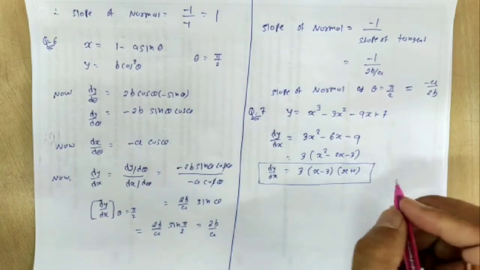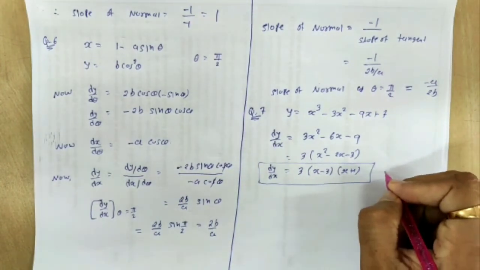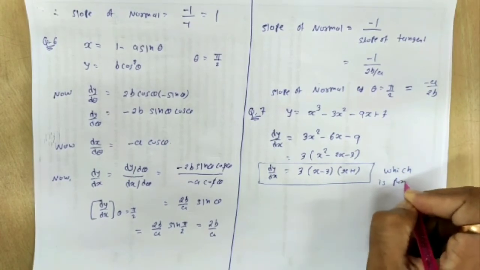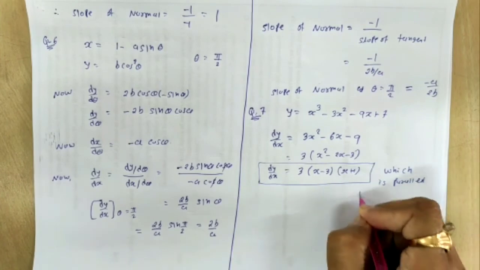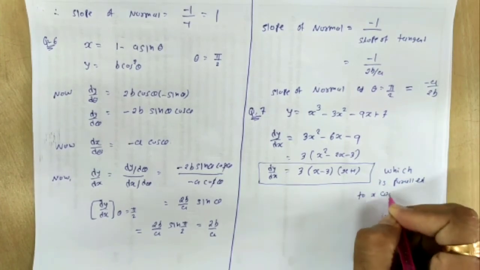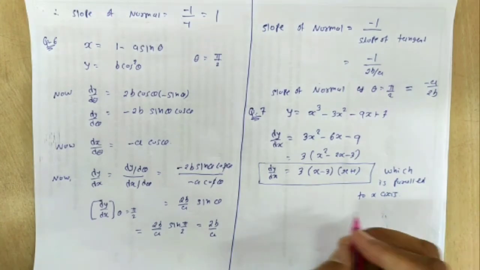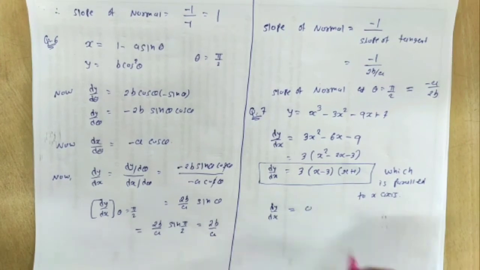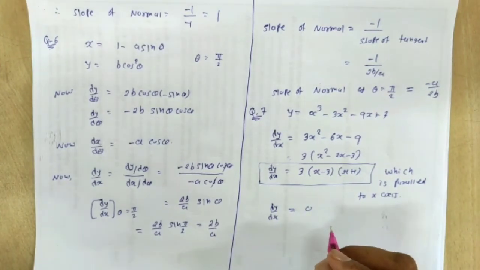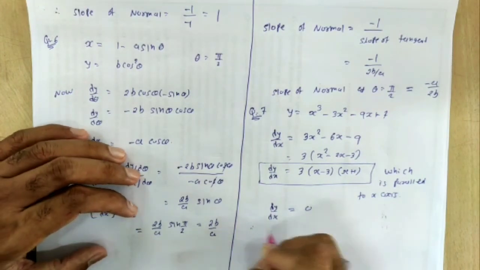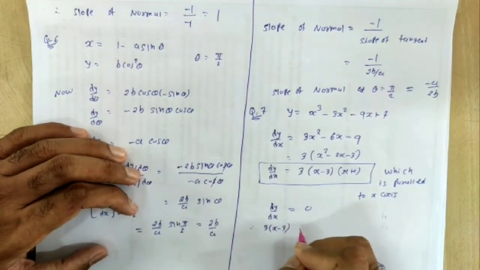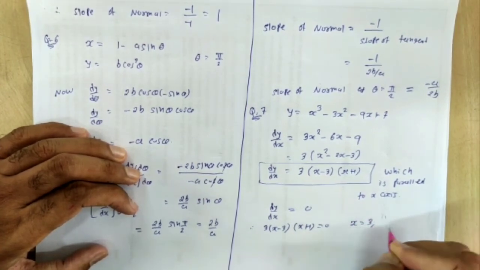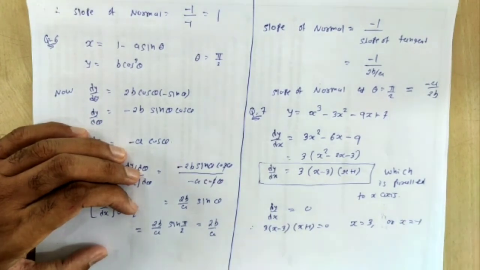Now this is the slope of tangent which is parallel to x axis. So when the tangent is parallel to x axis, the slope of tangent will be 0. So this will be 0. So we are getting 3 into x minus 3 into x plus 1 equal to 0. So we are getting 2 points, x equal to 3 or x equal to minus 1.